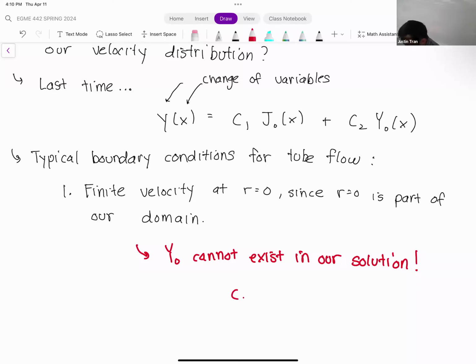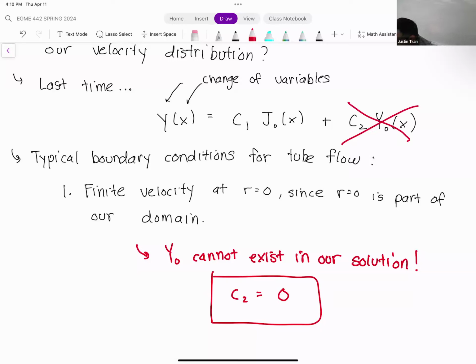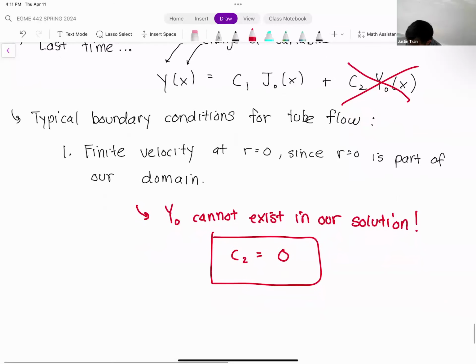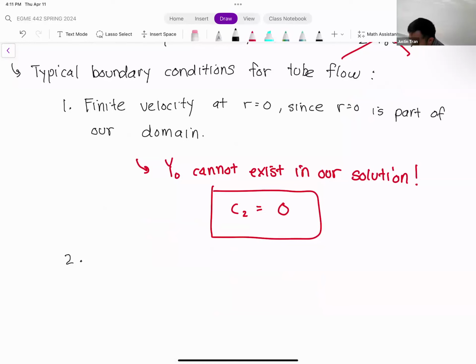And so what we can do right away, based on this relatively simple condition, is set C2 equal to zero. That eliminates a whole term in our expression, so now our solution is just going to be C1 times J0 of x. That's the first boundary condition, and it simplifies our result tremendously, okay? Our second boundary condition that we typically apply in these conditions is the no-slip boundary condition when you apply it at the vessel radius.